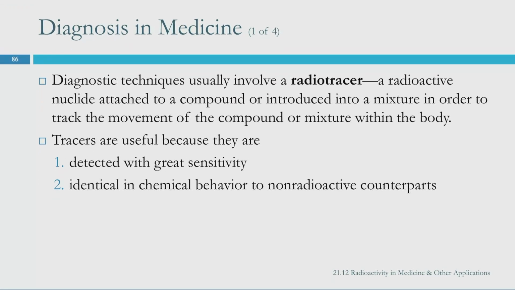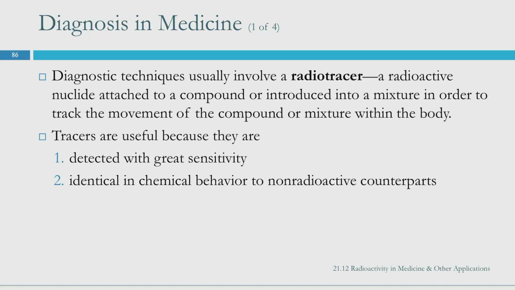In medicine, radiation is very helpful. So some diagnostic techniques involving things like radio tracers. You can take a radioactive nuclide, just anything that's radioactive that produces like beta or gamma rays. You can attach that to a compound or introduce it into the body directly, and then use very expensive instrumentation to watch where it goes in your body.